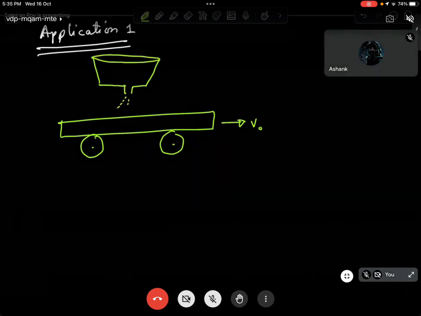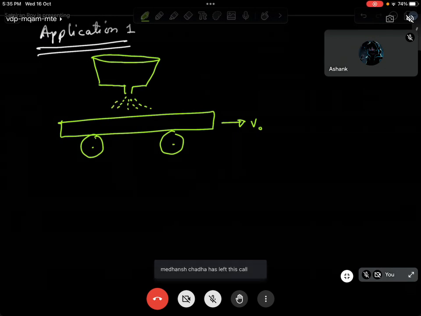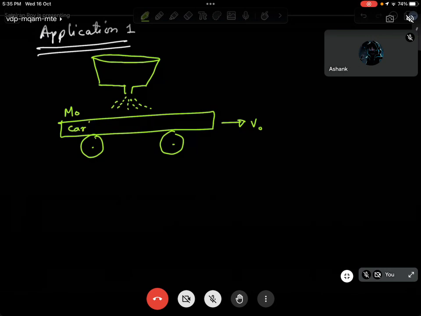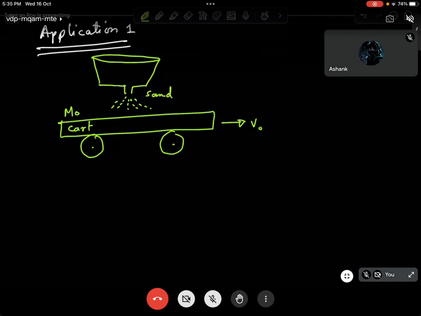Sand is falling on this cart. The mass of the cart is initially m0. The cart is moving with v0. Sand is falling at a rate of mu kg per second.